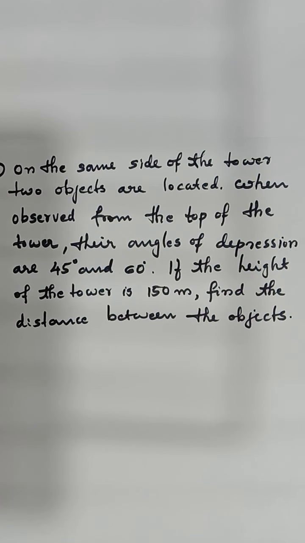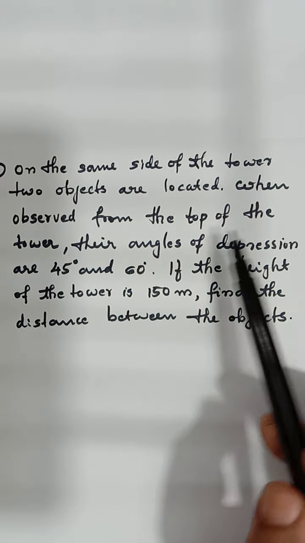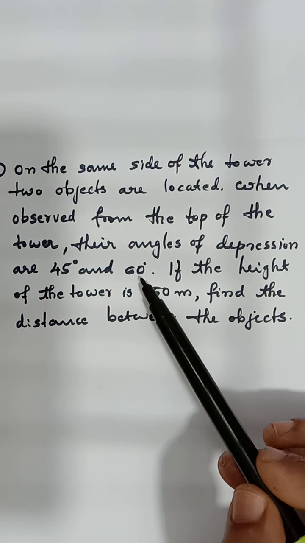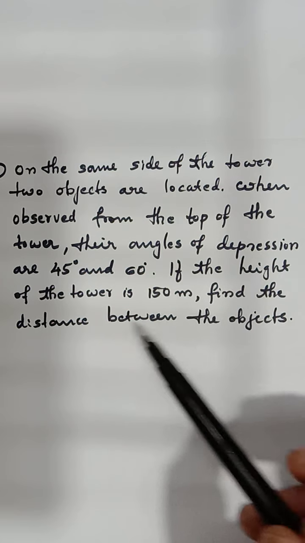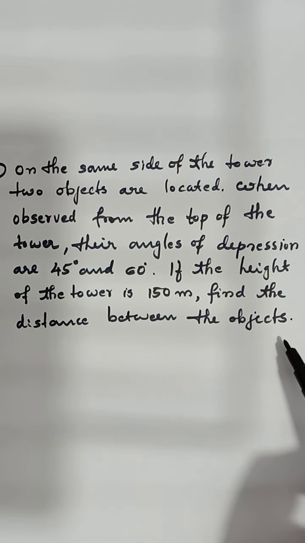Let us discuss third question. On the same side of the tower, two objects are located. Figure is not given. We have to draw the figure. We have a tower. On the same side of the tower, two objects are located. When observed from top of the tower, their angles of depression are 45 degree and 60 degree. If the height of the tower is 150 meter, find the distance between the objects. So let us draw the figure.